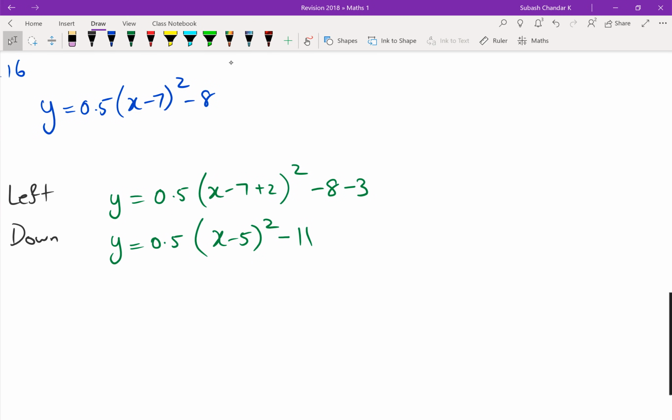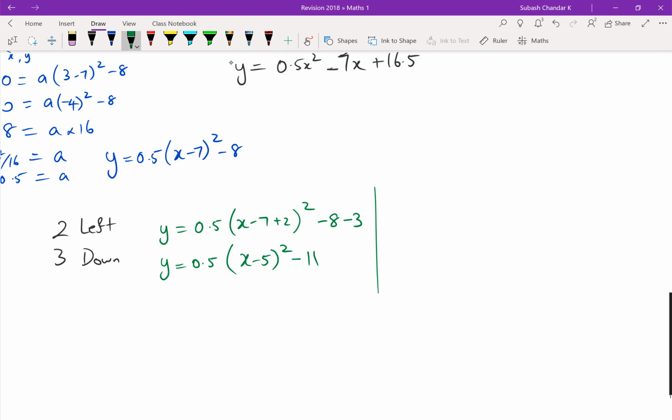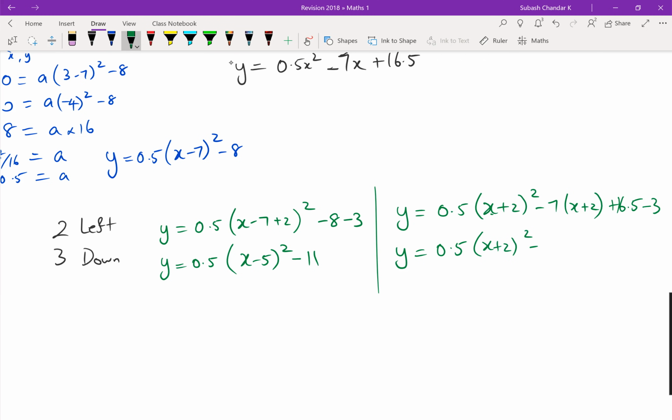Now let's say you use the graphics calculator. If you use the graphics calculator, you need to do this. y equals 0.5, it's 2 left, so x plus 2 squared minus 7 times x plus 2 plus 16.5 minus 3. So that simplifies to this here. Is that okay for number 2?